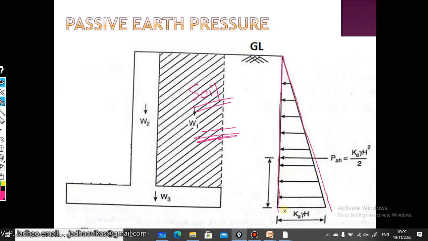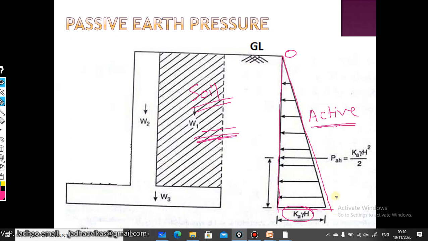The magnitude of this earth pressure. This will be active earth pressure. So the pressure which is acting on the wall from the side of retaining material is called active earth pressure, and the active earth pressure is such that it has zero magnitude at the top, whereas the magnitude at the base of your retaining wall will be Ka into gamma h.